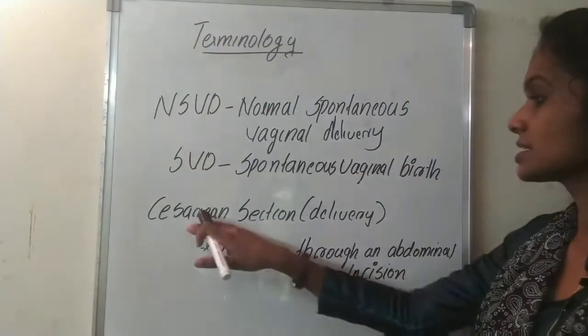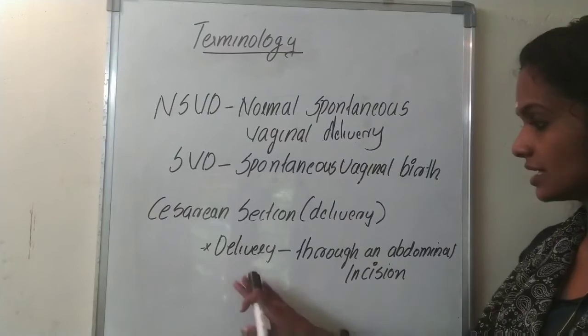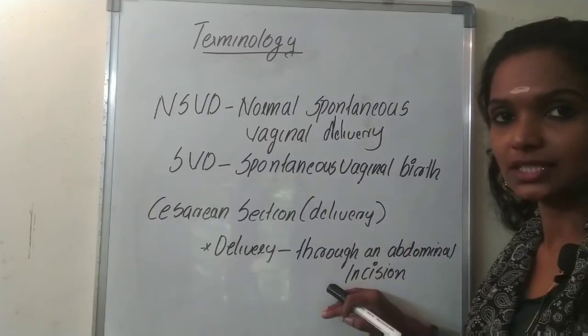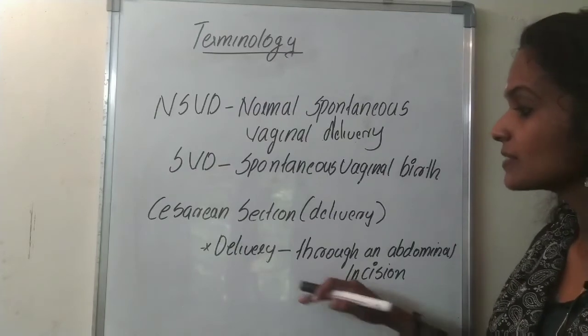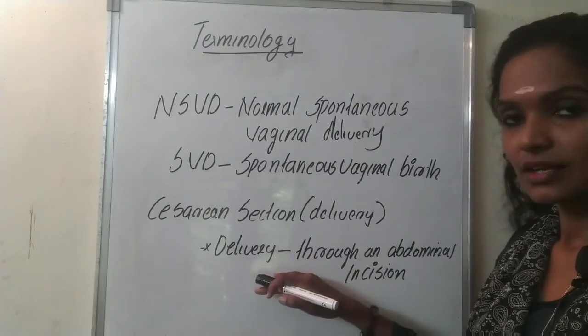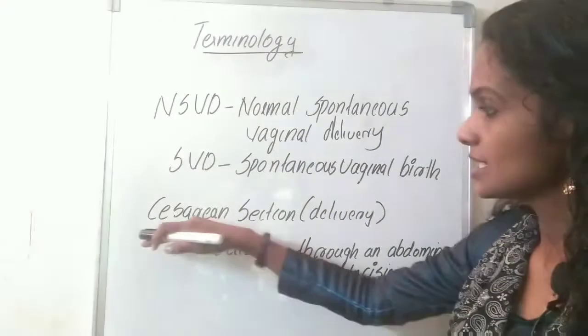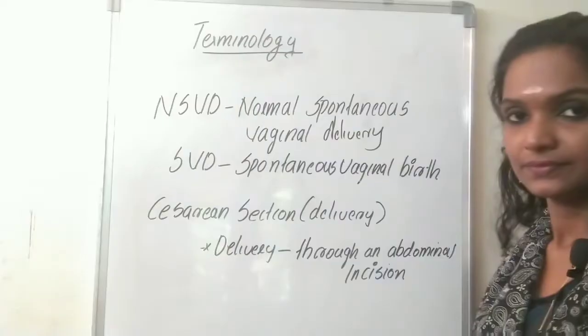Another word is Caesarean section. Caesarean section is delivery through an abdominal incision rather than vaginal delivery. What is happening in this? An incision is made on the abdomen and the baby is taken out of the uterus. That process is known as Caesarean section.